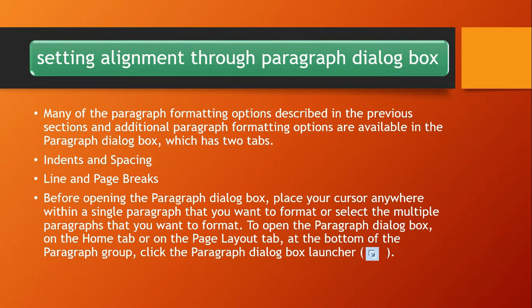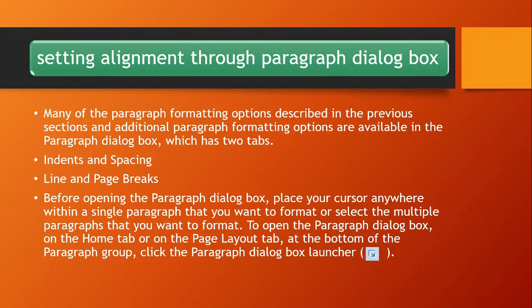Setting alignment through the paragraph dialog box. Many of the paragraph formatting options described in the previous section, and additional paragraph formatting options, are available in the paragraph dialog box, which has two tabs: indent and spacing, and line and page break.